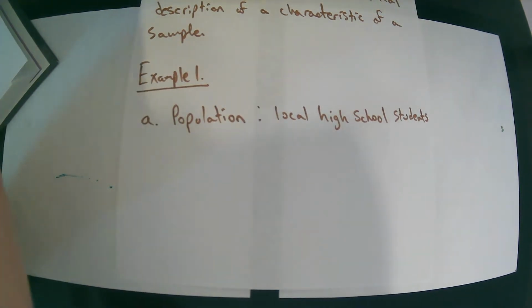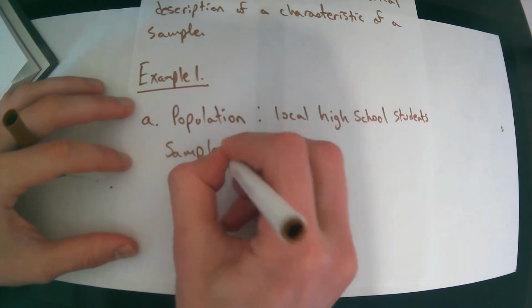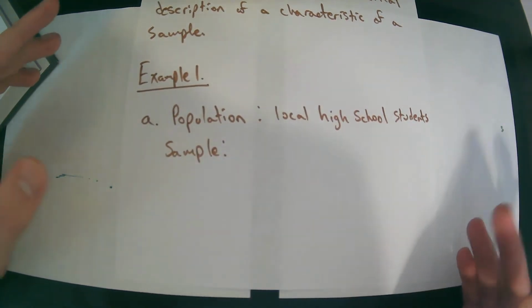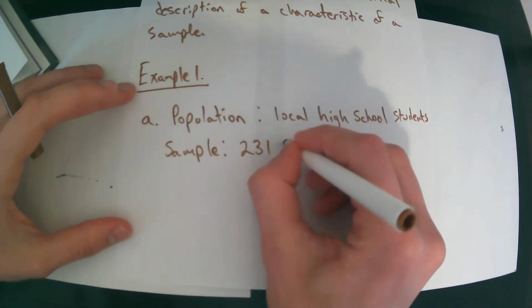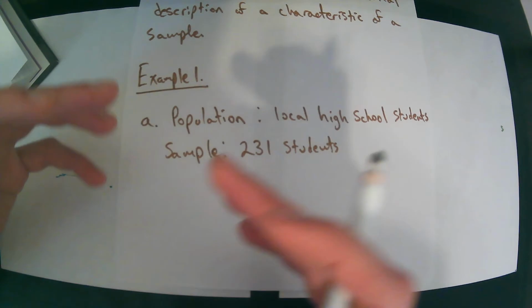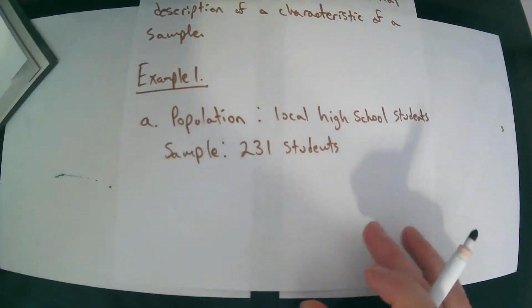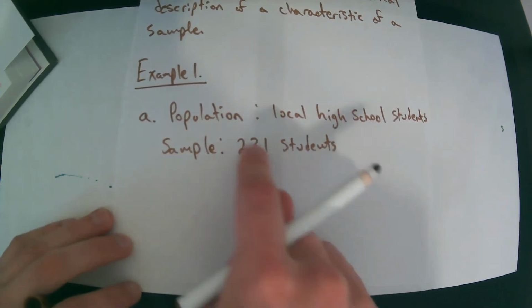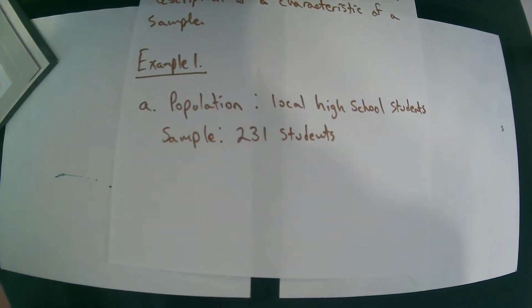Okay, our sample is going to be that smaller subset of the population that was actually surveyed here. So the 231 students. They didn't tell us how they got these students, where they're from. Maybe they're all from one school. Maybe they were randomly selected. We'll talk about different ways of pulling a sample from a population right after this example, actually.